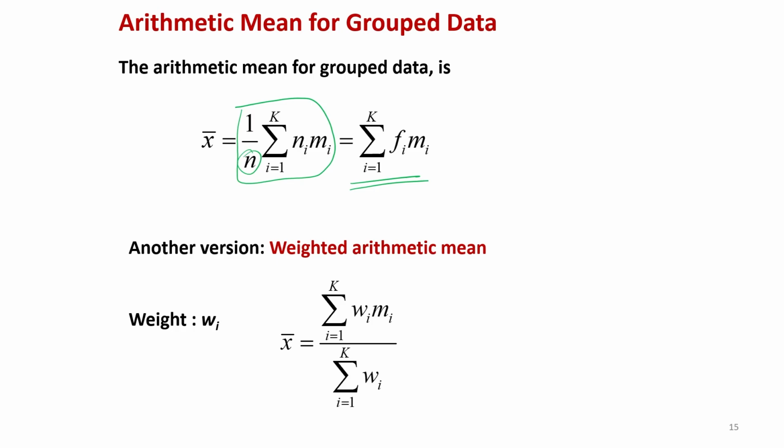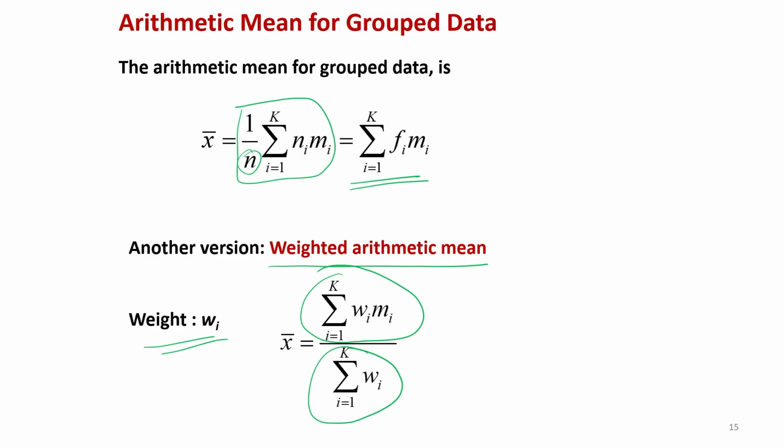Another equivalent version of such a mean is the weighted arithmetic mean, which is given by summation i goes from 1 to k, wi mi, divided by summation i goes from 1 to k, wi, where the wi's are the weights. This weighted arithmetic mean is useful in those situations where we want to assign some particular importance, in terms of weight, to the data.